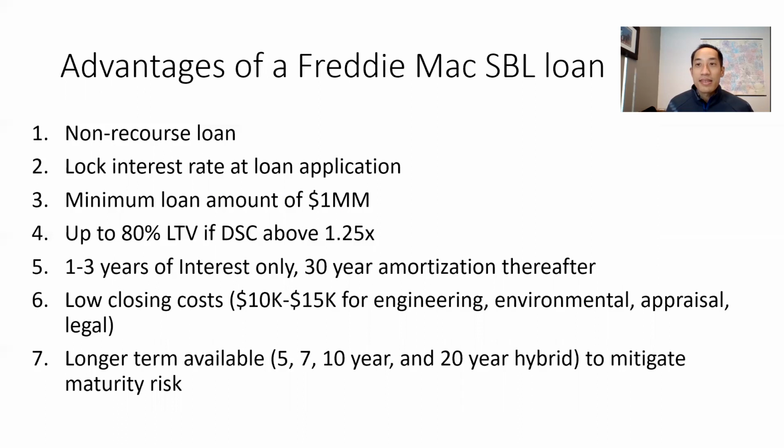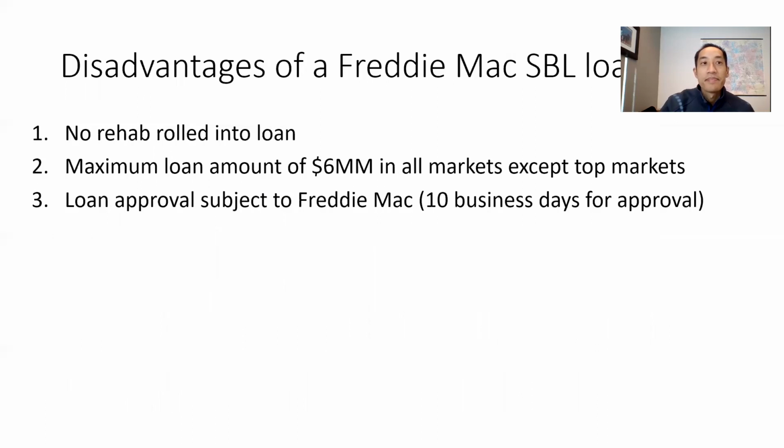So what that means is most bridge loans are only 5 years. So here you're able to lock in the rate for 5, 7, 10 years, and then even sort of mitigate that maturity risk with that hybrid. So 20-year hybrid after the fixed rate period goes into that floating rate period.